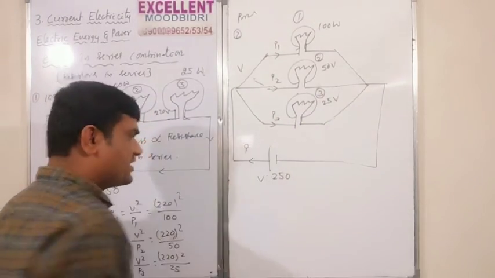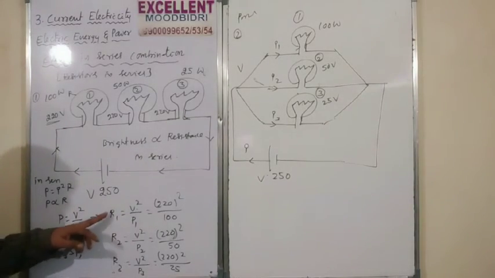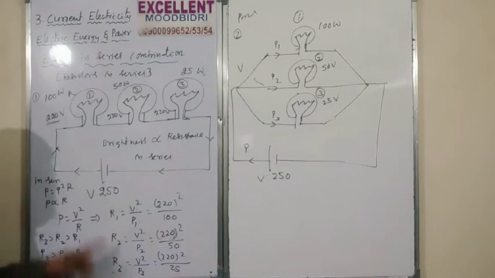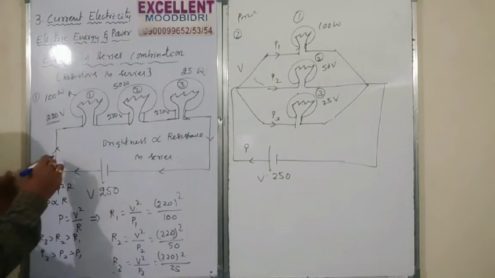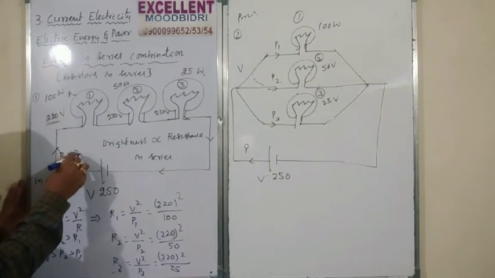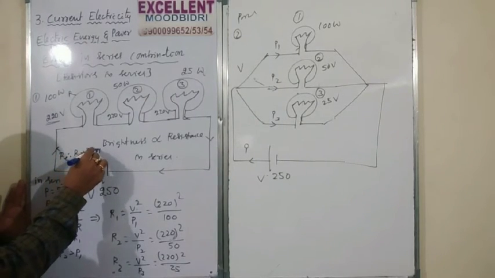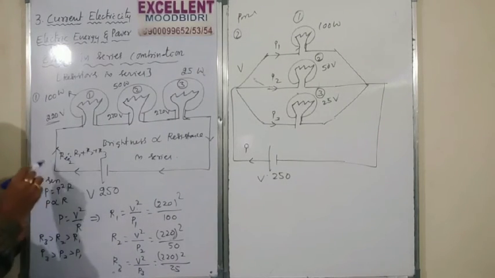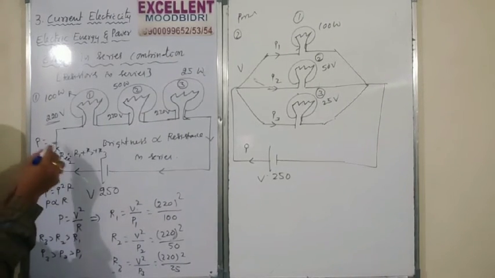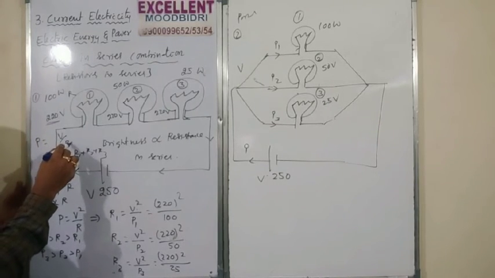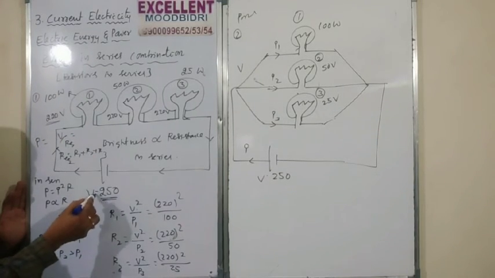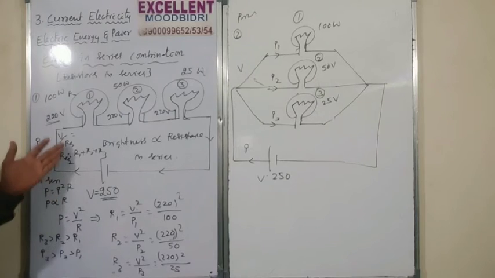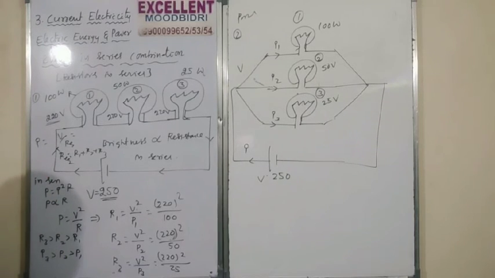Here also, if you know the R1, R2 and R3 values, it is a series combination only, therefore R equivalent is equal to R1 plus R2 plus R3. So this value can be calculated, the R equivalent value will come. If I want the current, the formula is V by R equivalent. Remember, I is equal to 250 by R equivalent. You will get the answer.